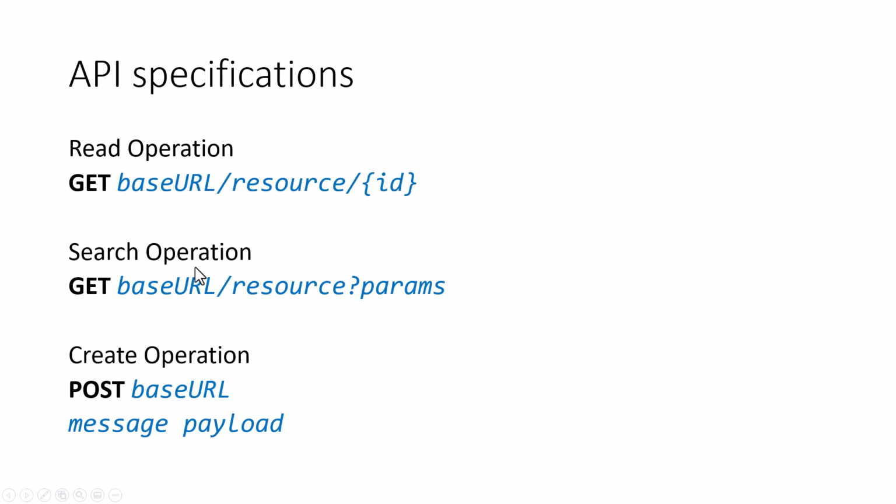You can also do a search operation, again very similar. You have the base URL of the sandbox system, the resource that you're interested in, and then the search params. You can have a query param with the name of the patient, where they live, stuff like that. Now you can also do a create operation. This is going to be a POST method. You have the base URL pointing to the base URL slash resource. I guess the resource is missing here. So the URL would be the base URL slash patient, and then if you're going to create a patient entity, you would have the message payload as well.